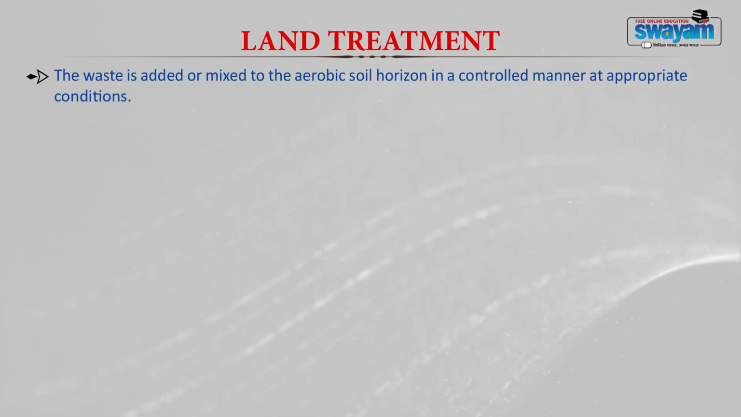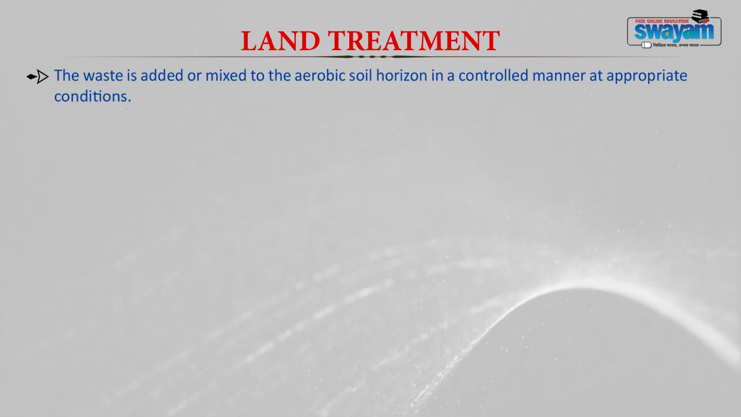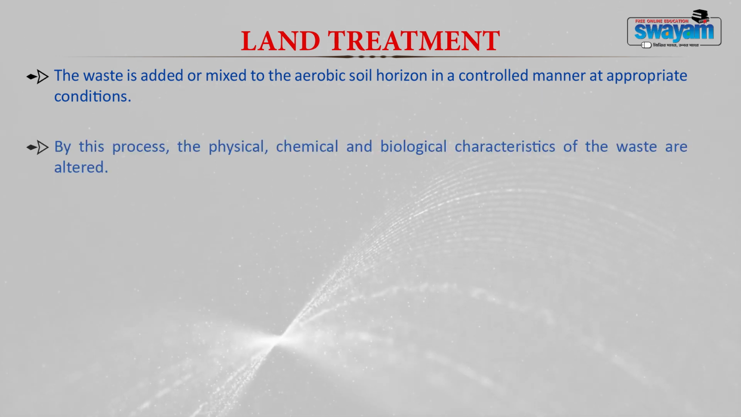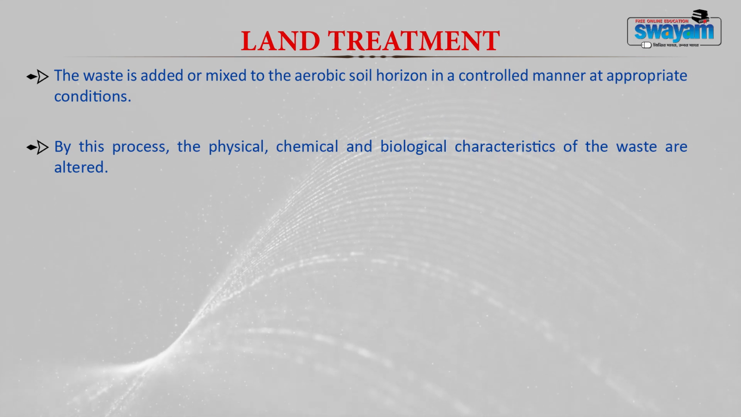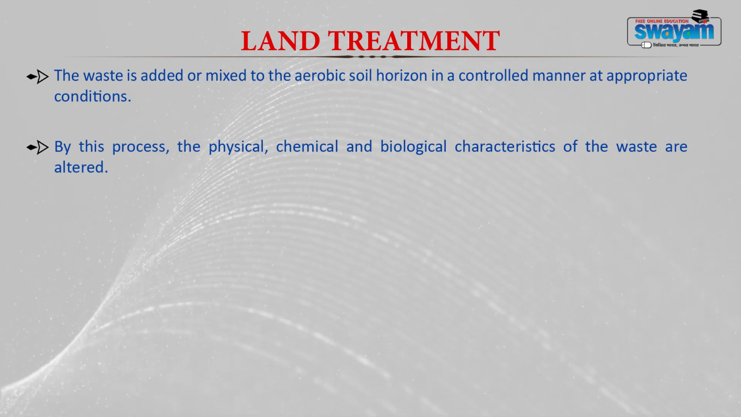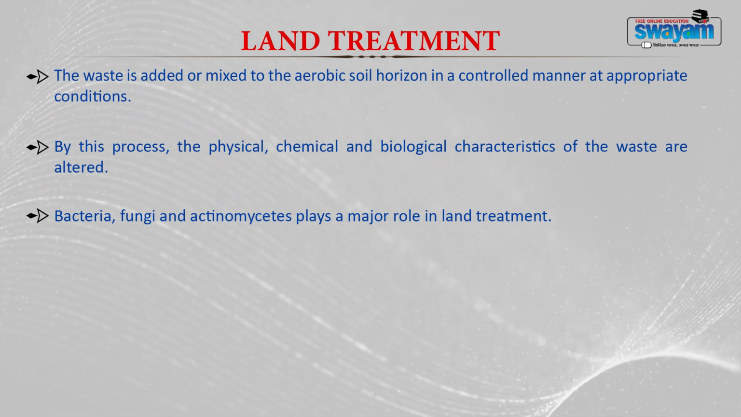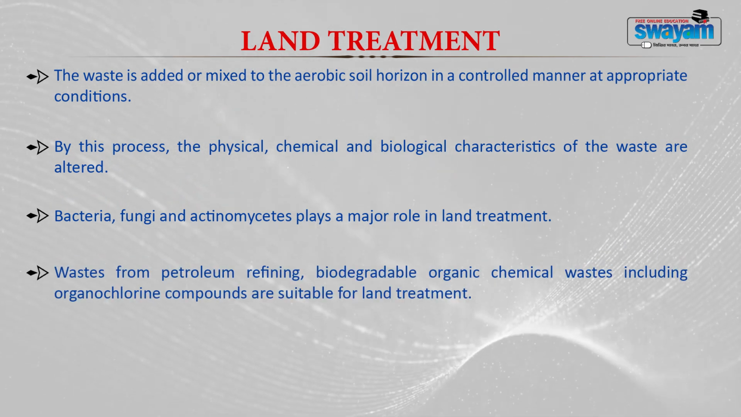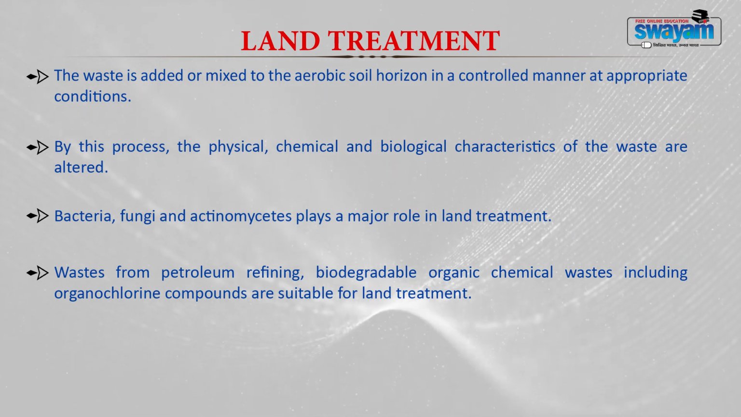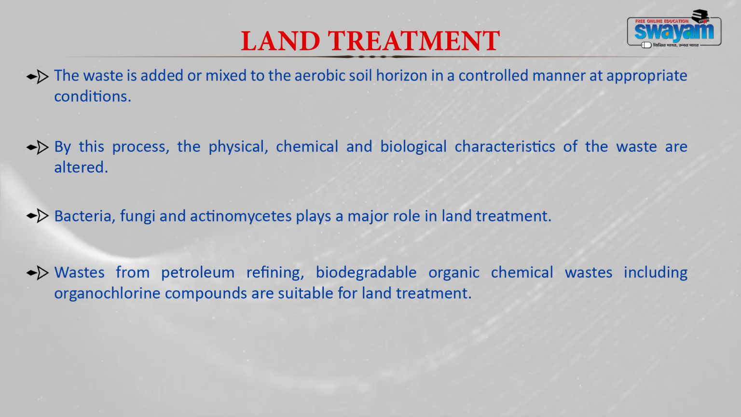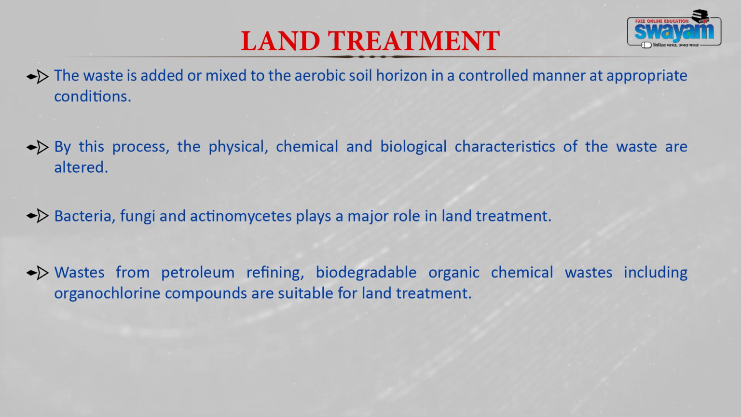The waste is added or mixed with the aerobic soil horizon in a controlled manner at certain appropriate conditions. By doing so, the physical, chemical and biological characteristics of the waste will be altered. The bacteria, fungi and actinomycetes play a major role in land treatment. Wastes like petroleum refining waste and biodegradable organic chemical waste, including organochlorine compounds, are generally suitable for land treatment.